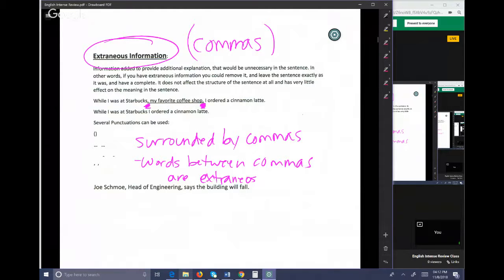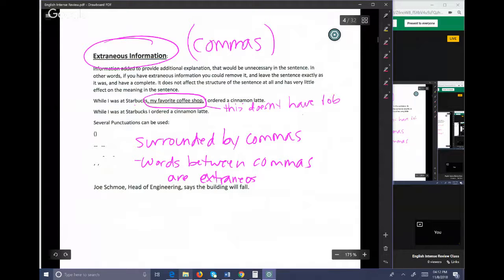So I can just say, while I was at Starbucks, I ordered a cinnamon latte, have one comma in between there to make it punctuated for this word while. And then you got my point. I made a complete statement. But if I want to add something in, I can say, while I was at Starbucks, my favorite coffee shop, but I have to surround that by commas to say this doesn't have to be here.